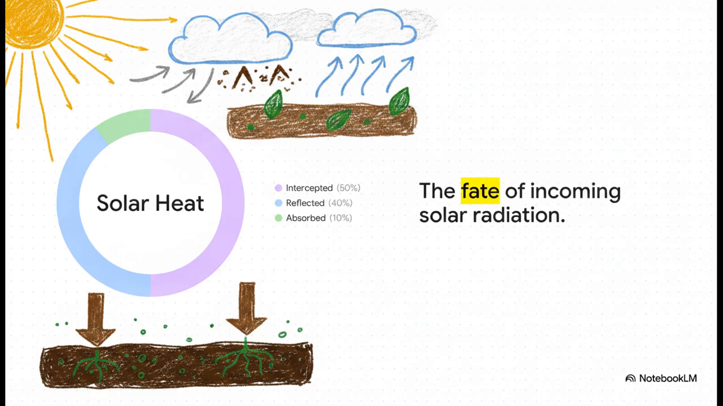Another 40% is either used up evaporating water from the soil and leaves, or it just reflects right back into the sky. That leaves just a critical 10%. Just 10% is actually absorbed by the soil to drive all those vital plant processes.